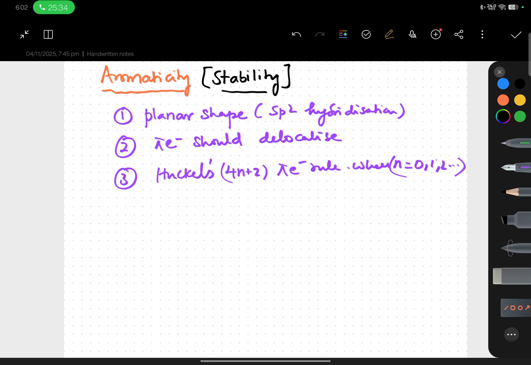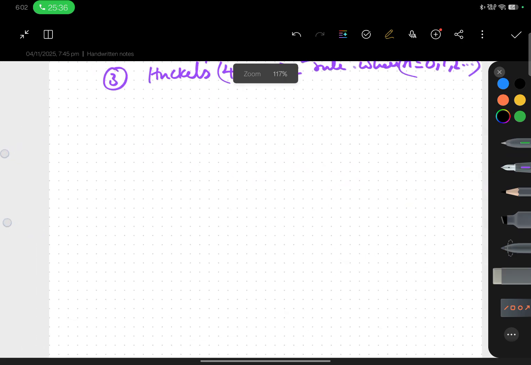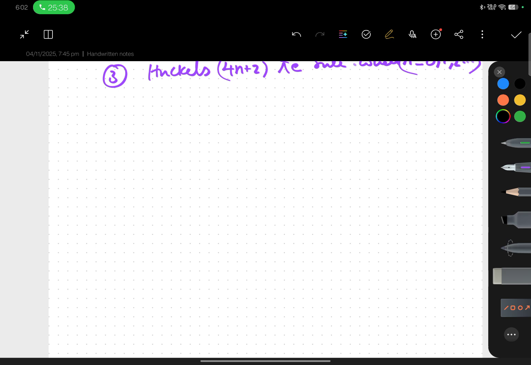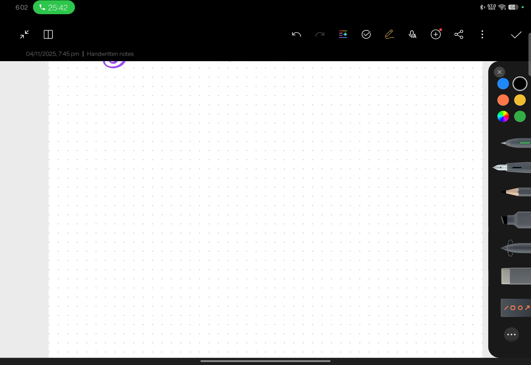Copy, sir. Super. Now let us take one example and we'll handle it. First I will give you the list of aromatic compounds in your textbook and then we'll go for non-aromatic compounds. So what is this molecule called? Benzene.